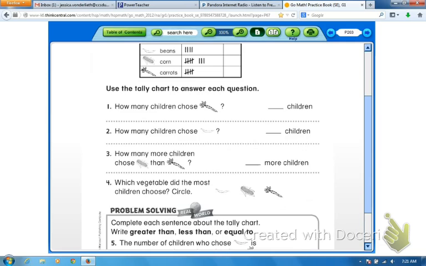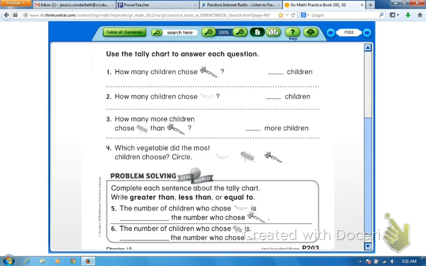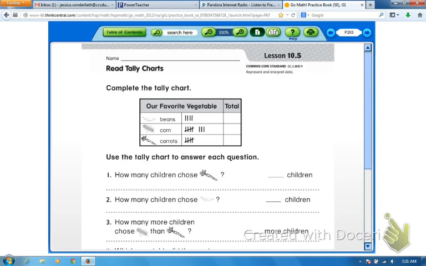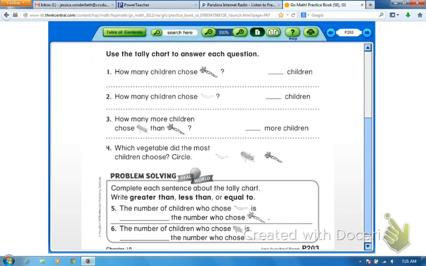At the bottom of the homework, it says complete each sentence about the tally chart. You're going to use the words either greater than, less than, or equal. So the number of children who chose peas is blank the number of children who chose carrots. So then they'll look up at the top, or beans. So then we can say that the number of people who chose beans is less than those who chose carrots. So they would write the word less than.